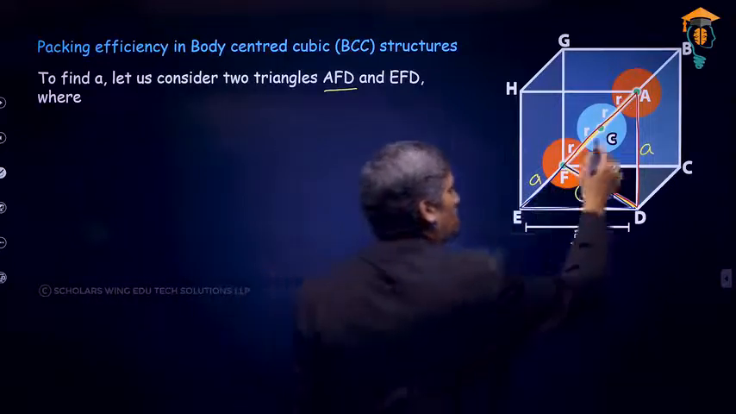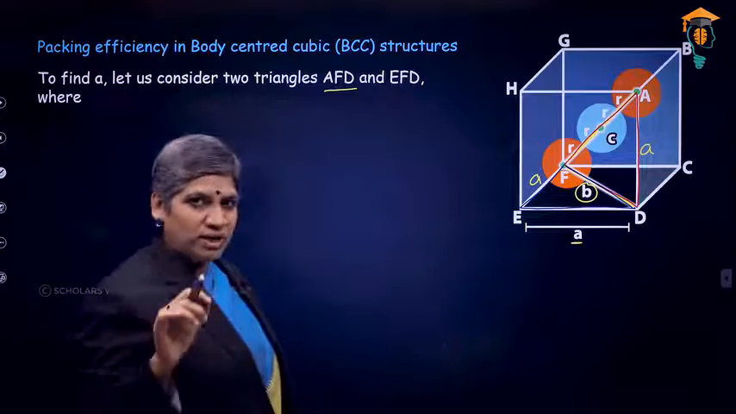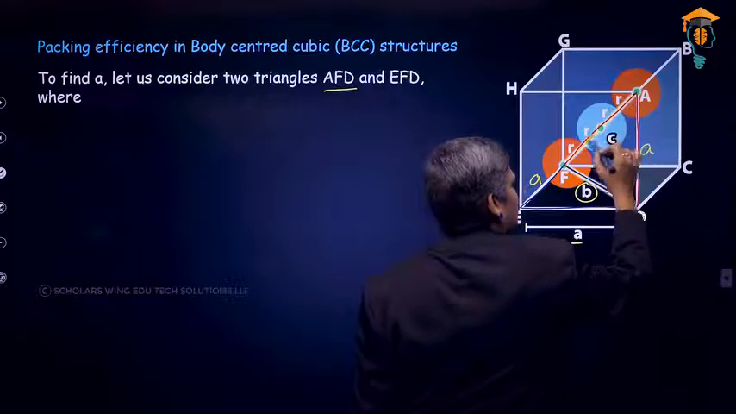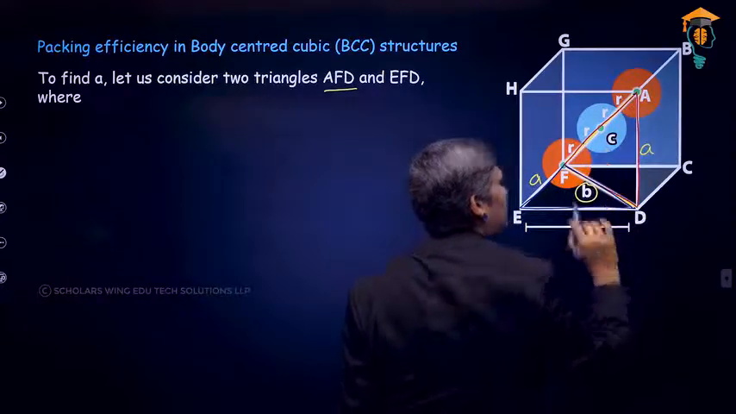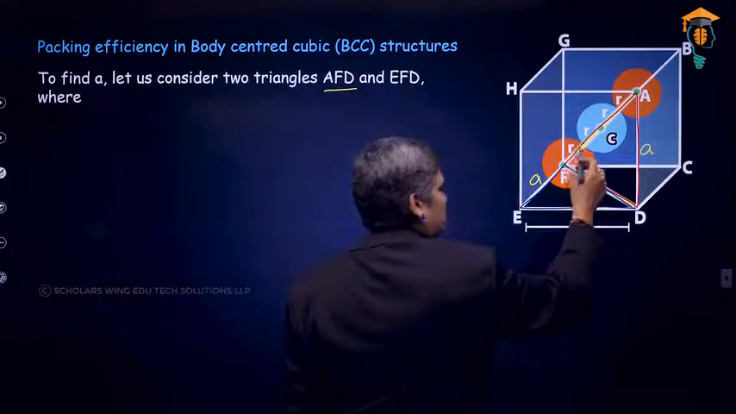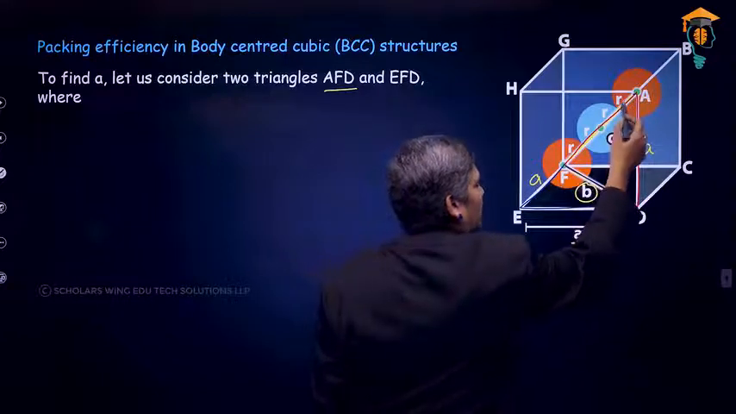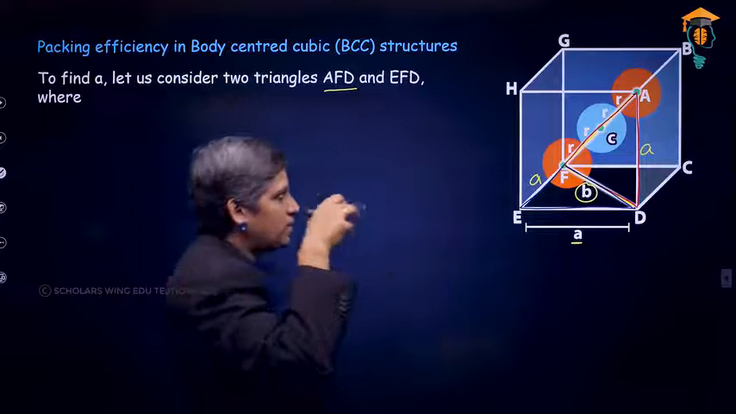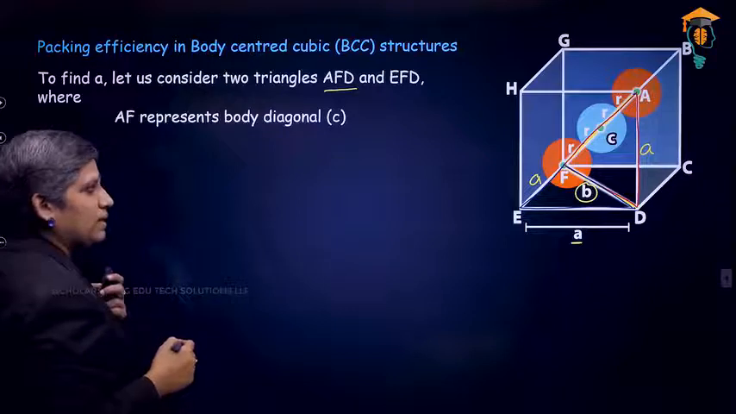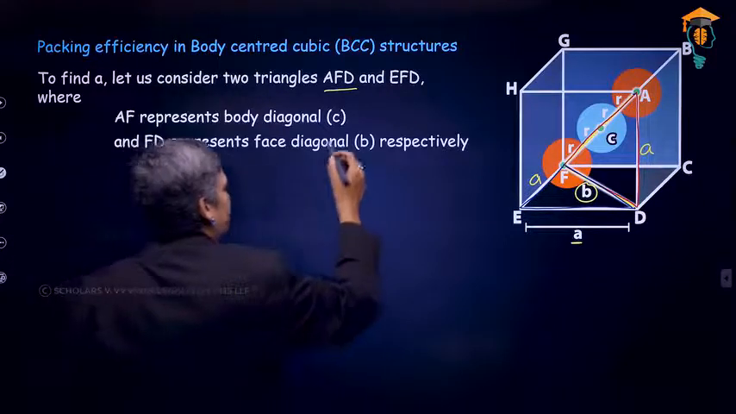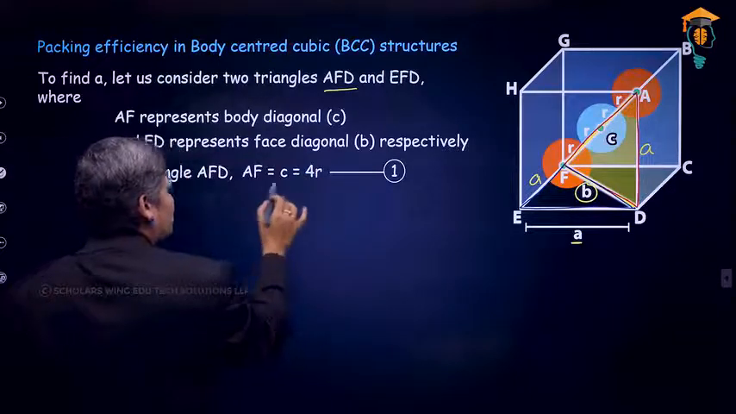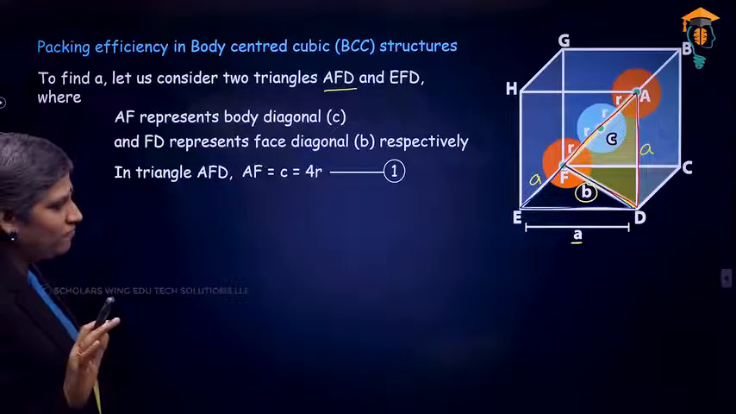Why? Because all these three spheres are touching each other. If you consider R as the radius of each sphere, these two are R's. That means from this point to this point, it represents the diameter of that sphere, that is nothing but 2R. And this is the radius of the third sphere at the corner. Therefore, isn't it R plus R plus R plus R? That is 4R. Therefore, the body diagonal AF, that is C, is equal to 4R. Let this be equation 1.